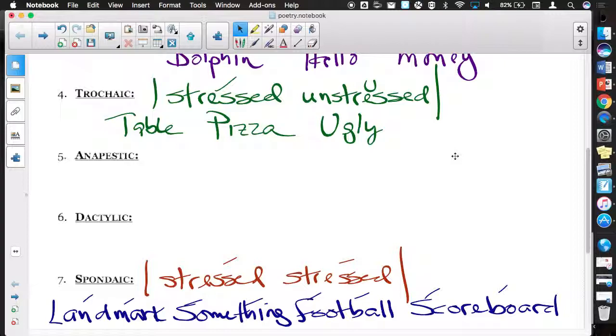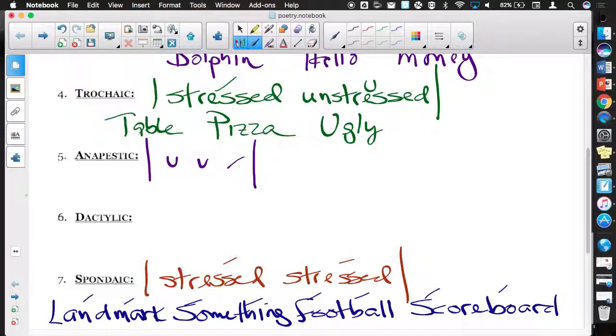All right, Gavin wanted to know, well, what happens to 5 and 6? 5 and 6 are a little different because they're not two syllables, but they're actually three syllables. So if it's anapestic, it is unstressed, unstressed, stressed. Unstressed, unstressed, stressed.